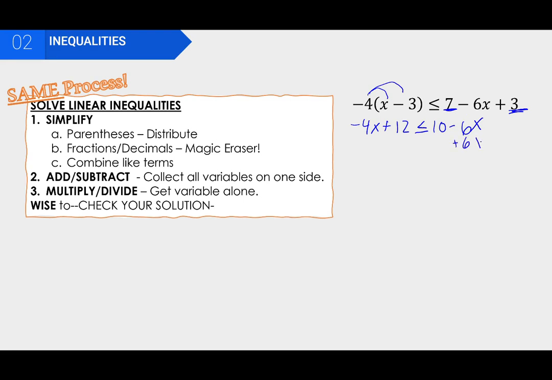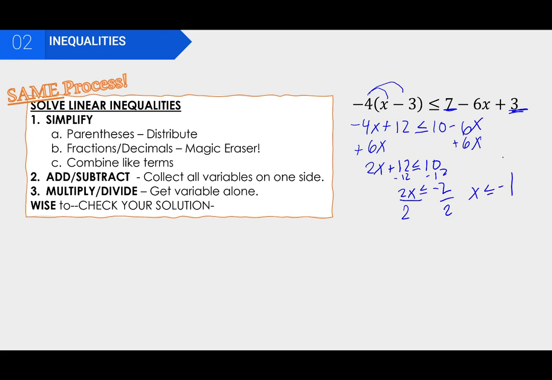Let's go ahead and add 6x. So I have 2x plus 12 less than or equal to 10. Go ahead and subtract 12. And the last step, I'm going to divide to get the x alone. Oops, not -2. Divide by +2. And you get x is less than or equal to -1.